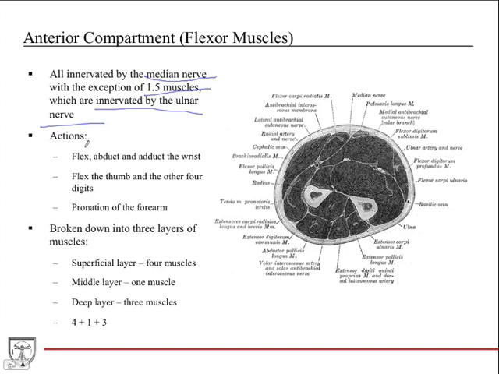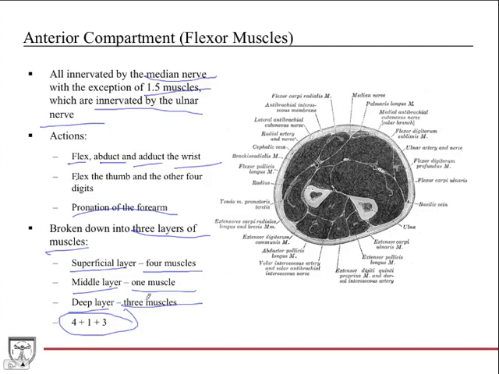So the main actions of the compartment are, again, they flex, abduct, and adduct the wrist. So you have both these motions in the flexor compartment. They flex the thumb and the other 4 digits, and then pronation of the forearm. It's broken down into 3 layers, okay? You have a superficial layer, which has 4 muscles. You have a middle layer, which really has 1 muscle, that's it. And then you have a deep layer with 3 muscles, okay? And so the way you can remember this is 4, 1, 3. You remember these 4 superficial ones. You remember the one that's in the center, which is just 1. All you've got to remember, and then there's 3 below that. So that's a way you can keep this straight in your head.